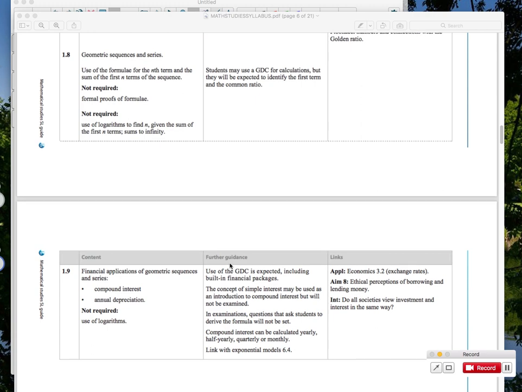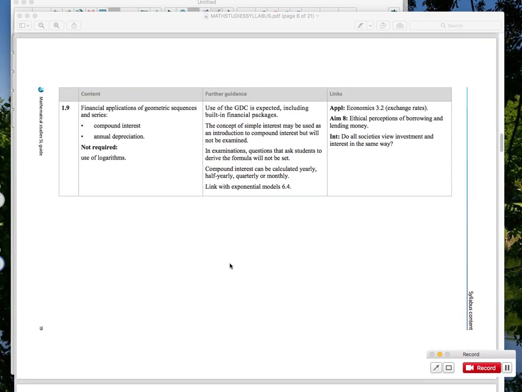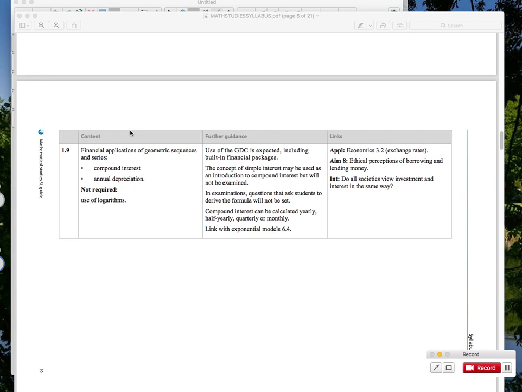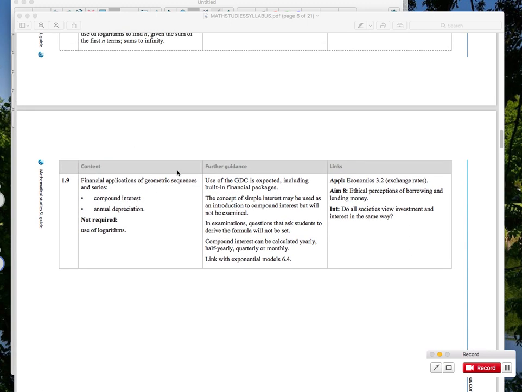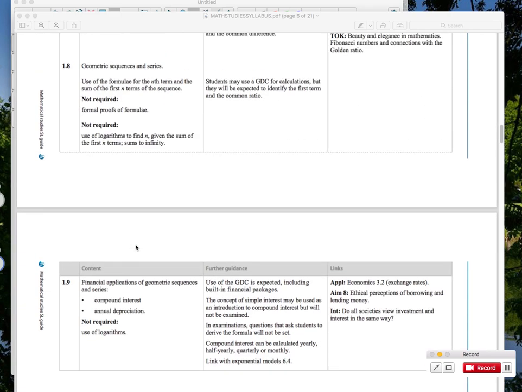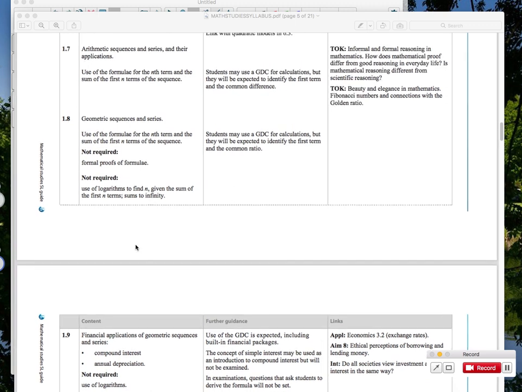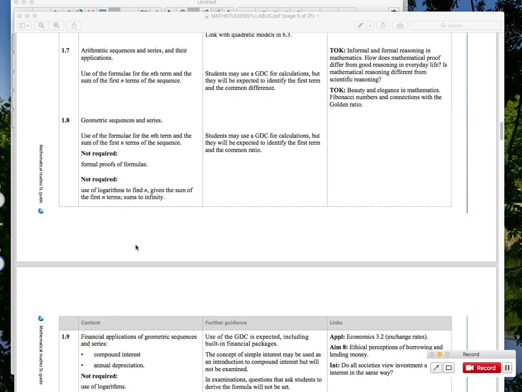And after that, the last part of topic 1 is 1.9, which is financial applications of geometric sequence and series, which is the compound interest and the annual depreciation. So we might not get there today, but basically it took 1 hour to cover topic 1, which is the way you should keep on rotating between topics.